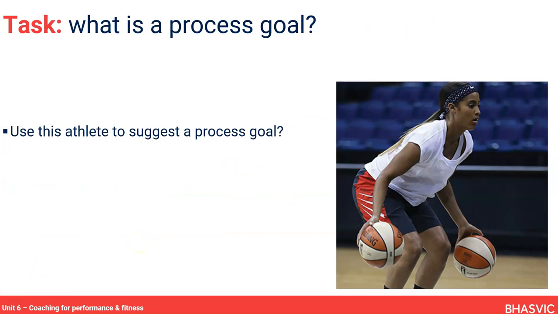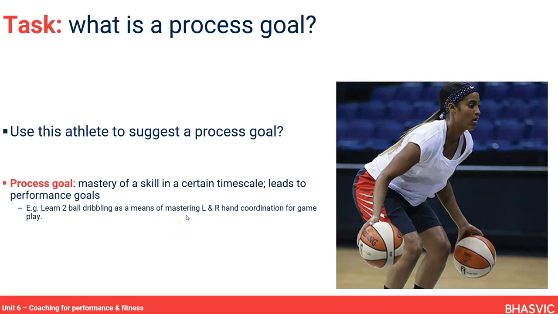So process goals are really important. They're often about mastery of skills. In this example, it could be that this athlete's process goal is to master the left and right-handed dribbling. So they're doing these drills to enable their dominant and their less dominant side to become more equally coordinated so that they can use both hands interchangeably in the game well. So process goals are how you do stuff, the mastery of skills within a sport.